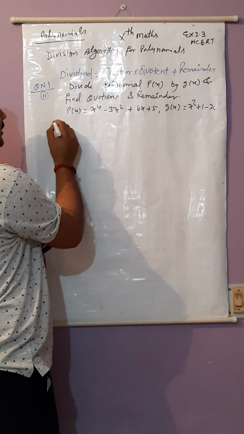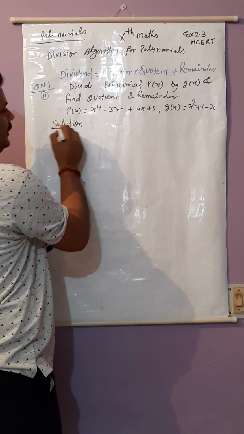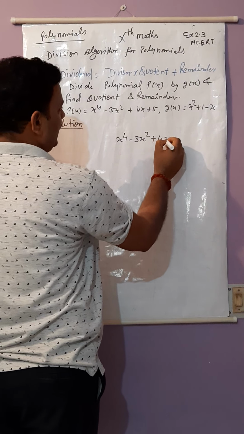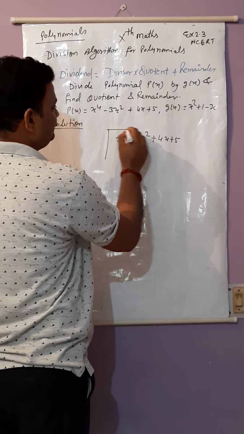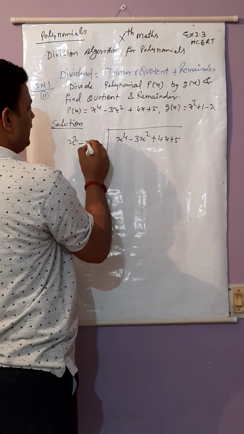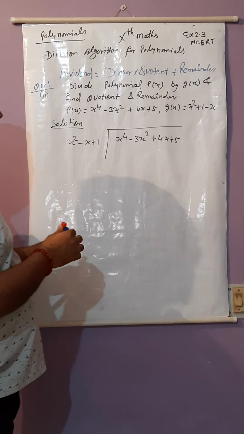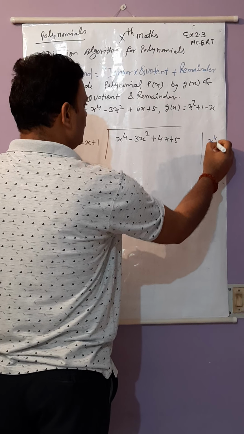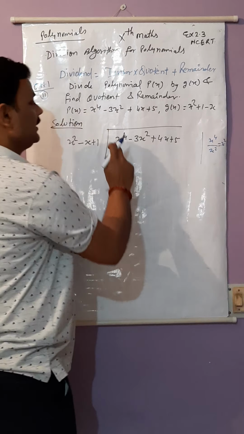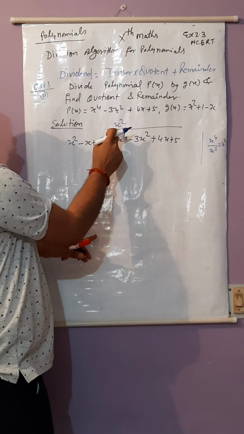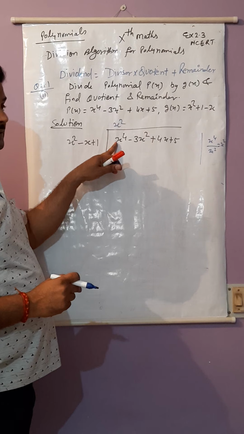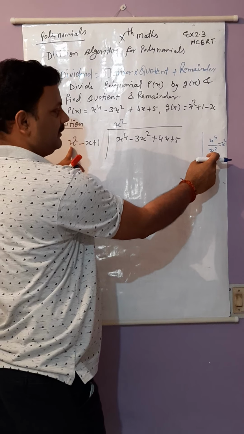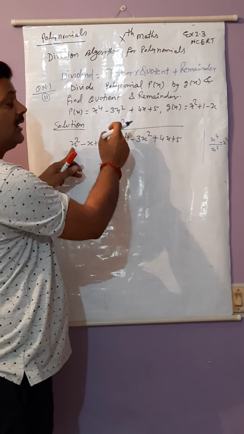So by long division method, x power 4 minus 3x square plus 4x plus 5 divided by x square minus x plus 1. How will we know what is required here? Here x power 4 divided by x square, the answer is x square. So the first term will be x square. The first term is divided by the first term of the divisor. So x power 4 divided by x square is x square. So we should take quotient x square.